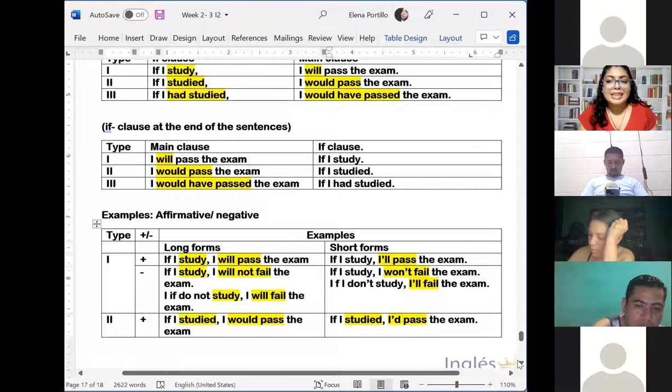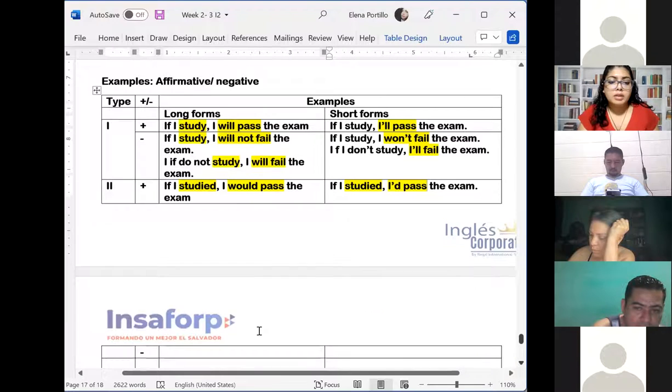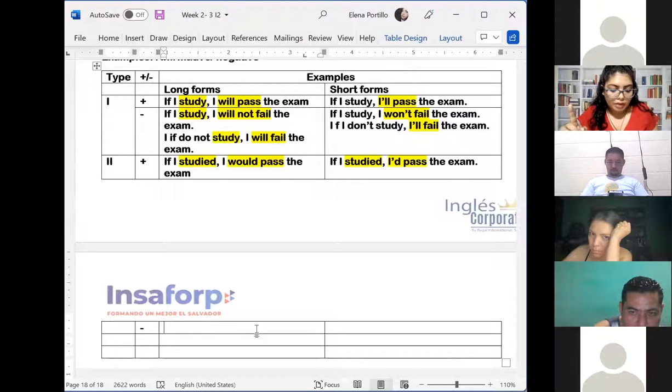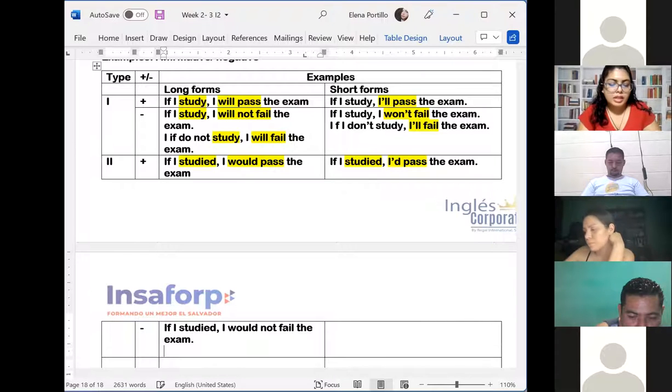Now we are going to see the negative ones of this type number two. We have again, two sentences that are talking about the negative parts. And we have the number one, if I study, I will not fail the exam. And the second one, if I did not study, I will fail the exam.